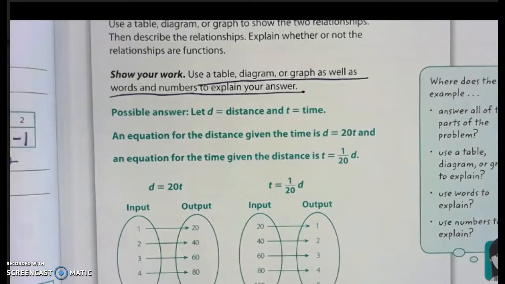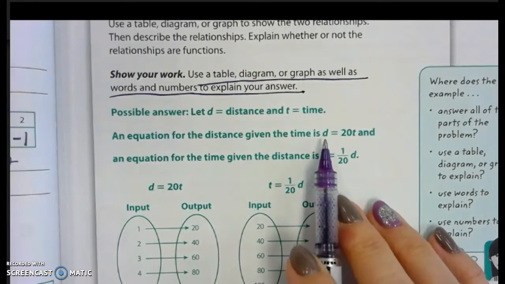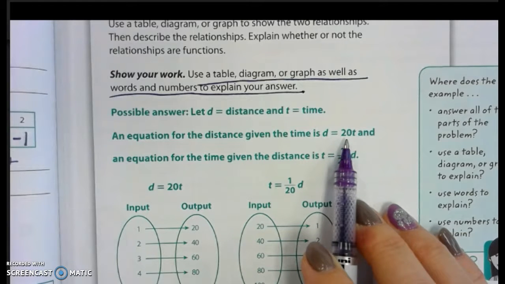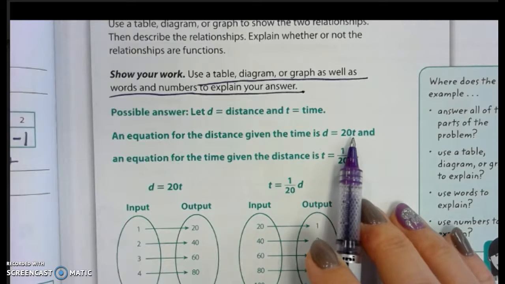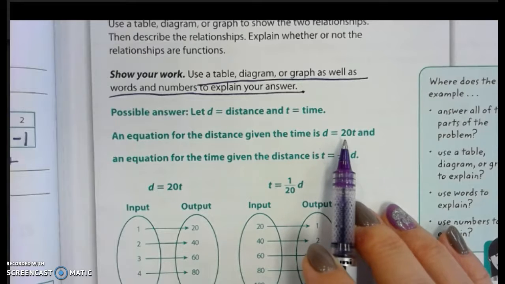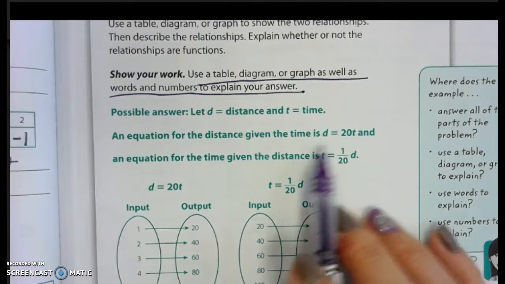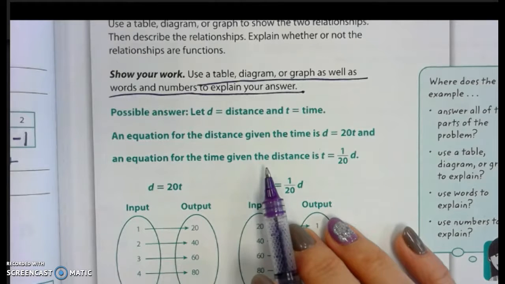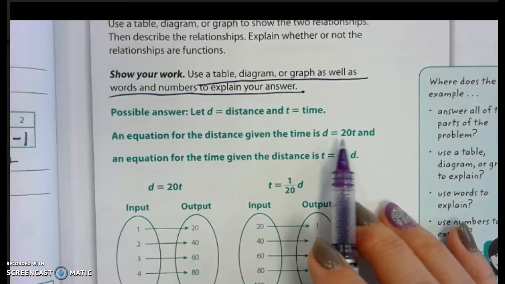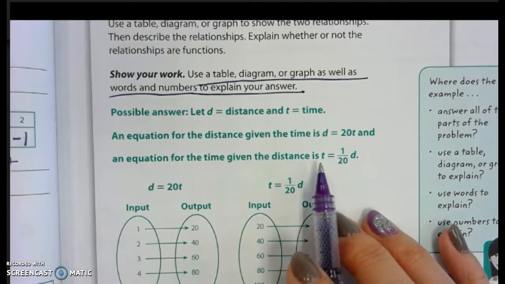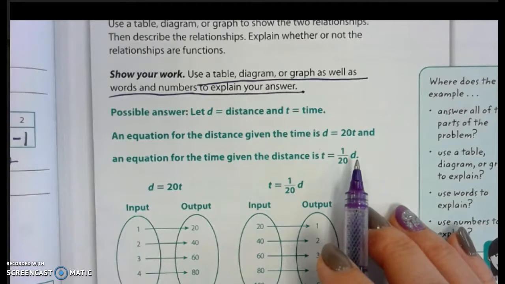Possible answer: let D equal the distance and T equal the time. An equation for the distance would be D, the distance, is equal to that rate they gave us, which was 20 kilometers per minute, times the time, or the number of minutes. Remember, distance is equal to rate times time. And an equation for the time given the distance, you would solve for T instead of D, and you would do that by dividing by 20, giving you T is equal to 1/20 D. It's just like that other example that had an equivalent equation. Okay, 2 different forms of the same equation should be equivalent.